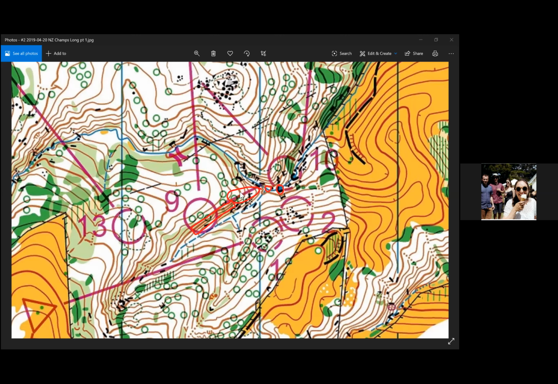Cool. Okay. Shall we do one more example? Do you want to jump to the next map? Yeah, we'll jump to the next map.